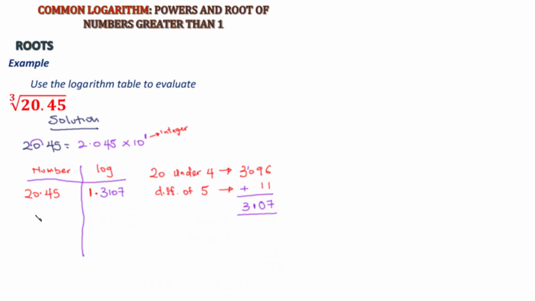But now let's go to our question. We have cube root of 20.45. Now let's bring it down here. Cube root of 20.45. For roots, what you will do is just divide by the root. Now this will be 1.317 divided by what? That root. The root is 3. Now you divide it by 3.